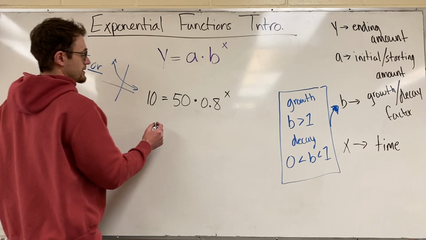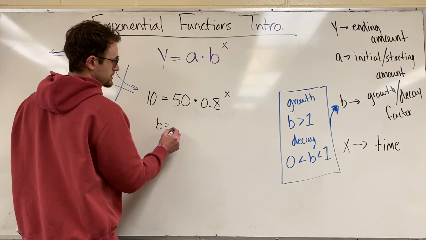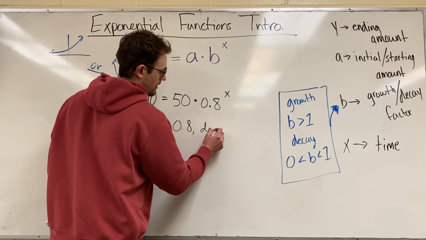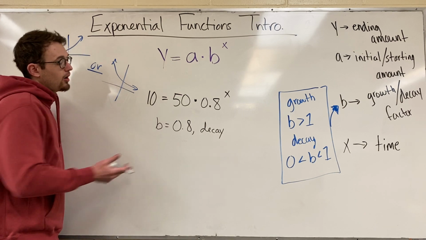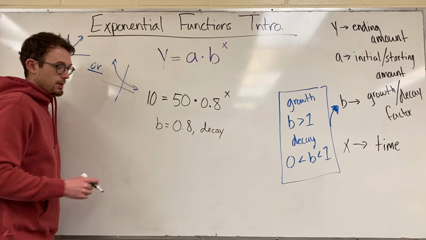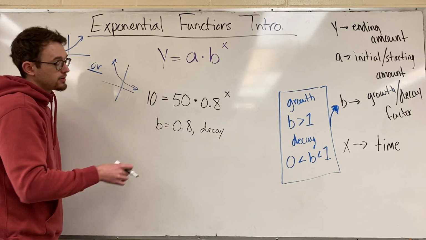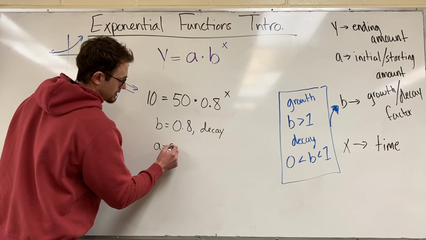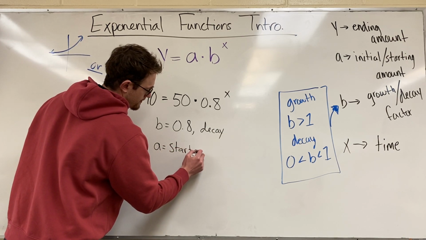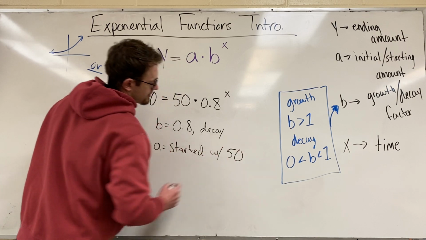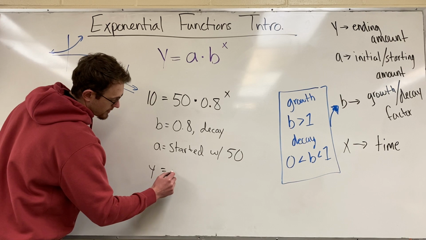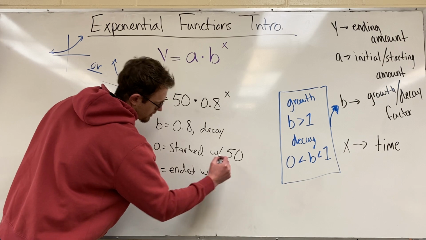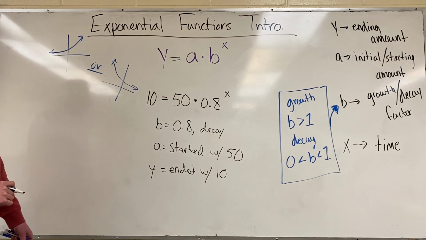All right. So I know what b is. So b is equal to 0.8, and that would be decay. Well, my next video will be, oh, I decayed by 20% because I have 80% left, and that'll be in the next video. My A was, started with 50, and then y ended with 10.